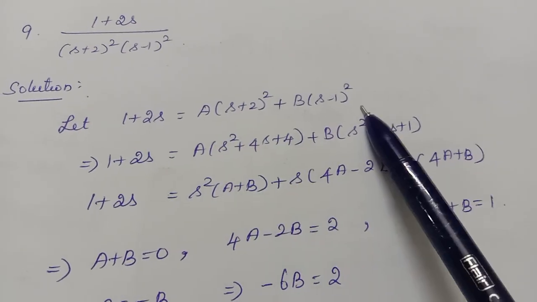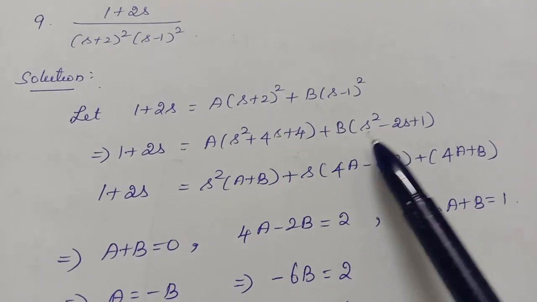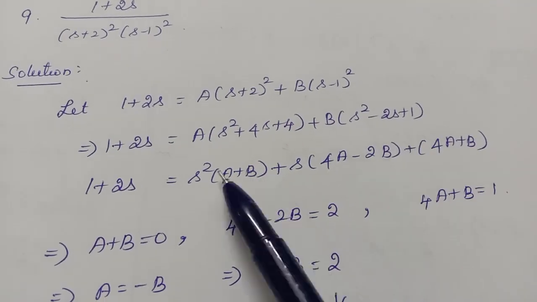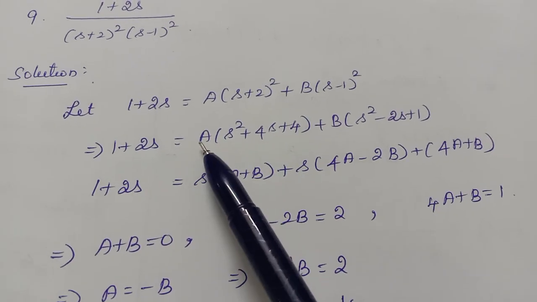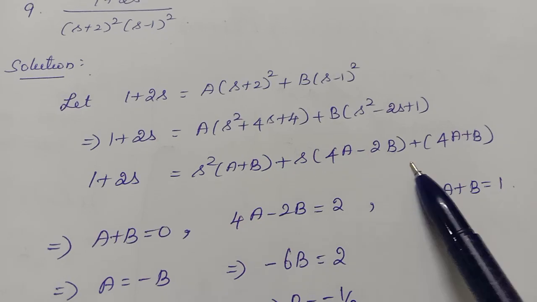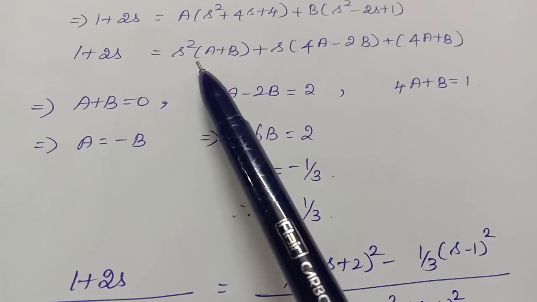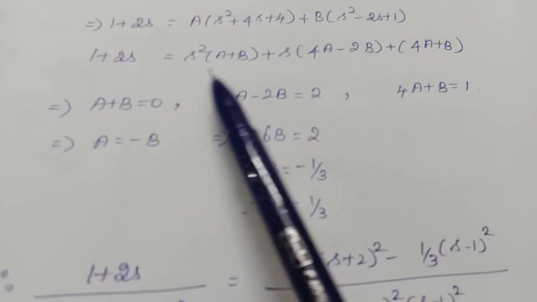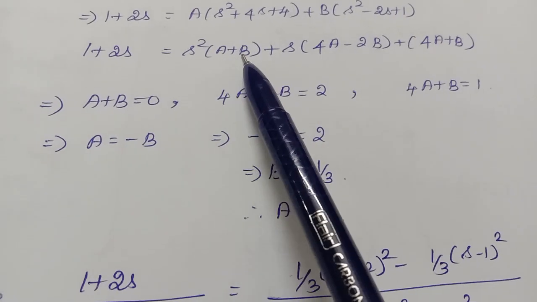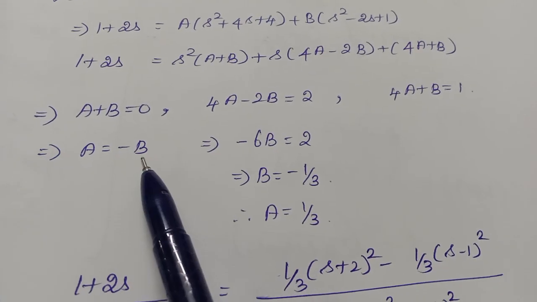So now you expand the right hand side. A into s² plus 4s plus 4 plus b into s² minus 2s plus 1. Now collect the s² term. S² term means what? A plus b, and collect s term: 4a minus 2b, plus constant term: 4a plus b. Equate the constant terms, s term and s² term on left and right side. Here s² term is a plus b. Here no s², no. So a plus b equal to 0. That is a equal to minus b.